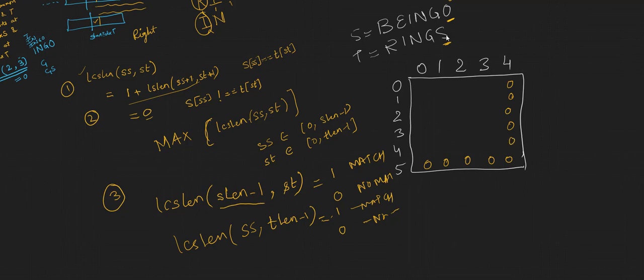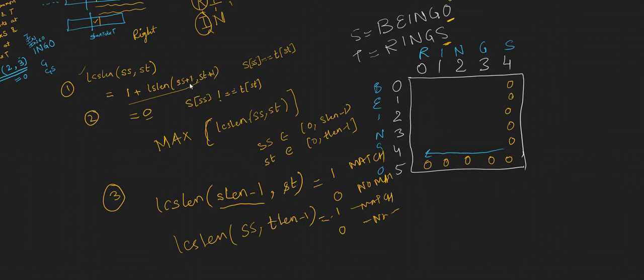Now, in order to fill remaining cases, we have to look at their corresponding characters. Usually it becomes easy when we write characters also on top. Comparison will start becoming easily visible. This is RINGS, this is BEING 0. Now, when you are comparing, your comparison will start from backside, right? So now you compare fourth and third character. Here it is G, here it is G. They are same.